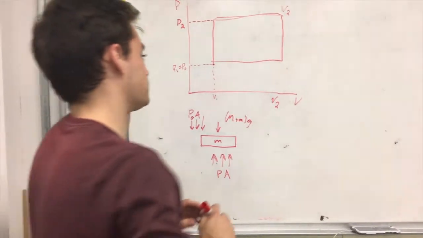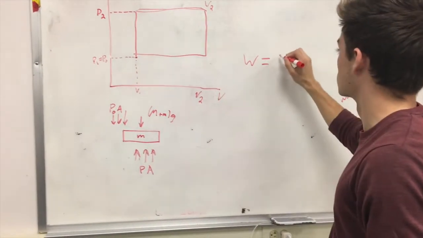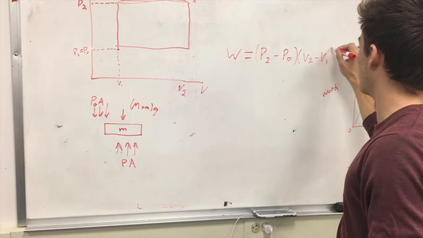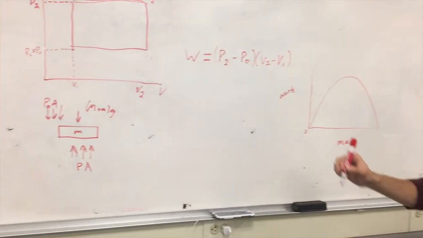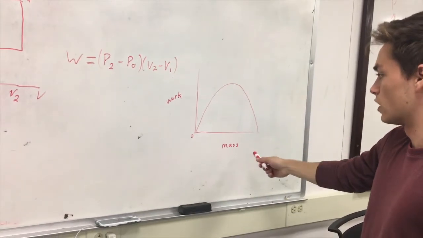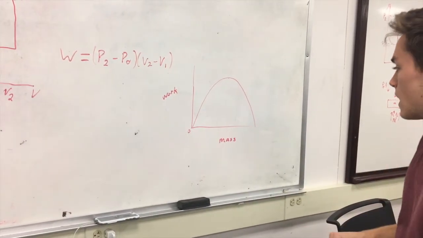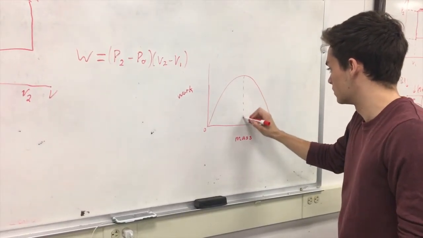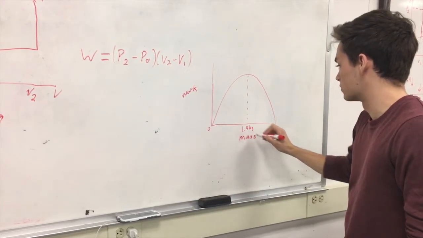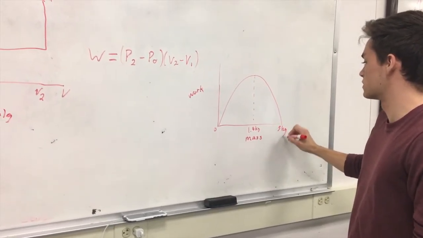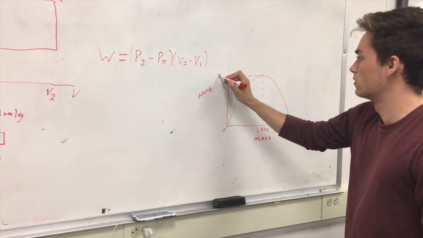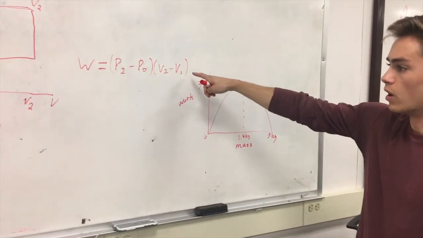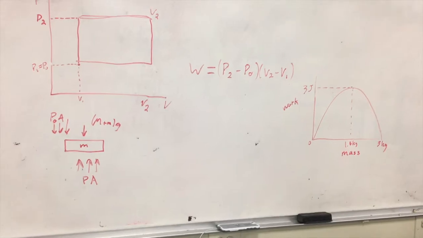And so the work is just P2 minus P naught times V2 minus V1. We try to optimize the work with respect to the mass that you put on top of it. So we got something that looked like this, and this was around 1.4 kilograms. Around 3 kilograms, it stopped being able to push it, and this gave us around 3 joules. Those were with our numbers for V1, the smaller mass, and the area we calculated.